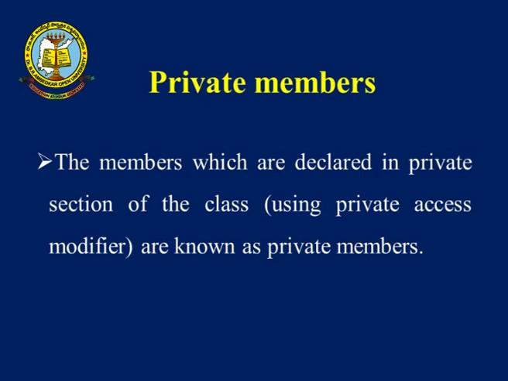So private is a keyword. If you declare any variable within the private section, then you can access those variables within that class only. So you cannot access private variables out of the class. That is, the private members are private variables.